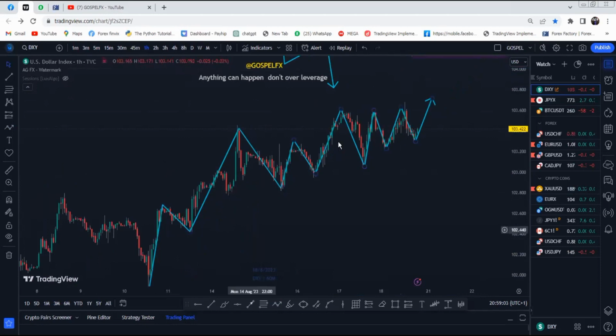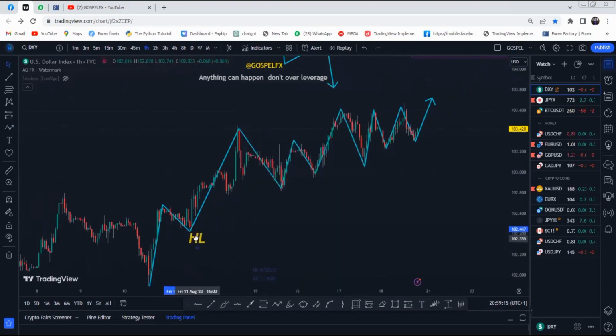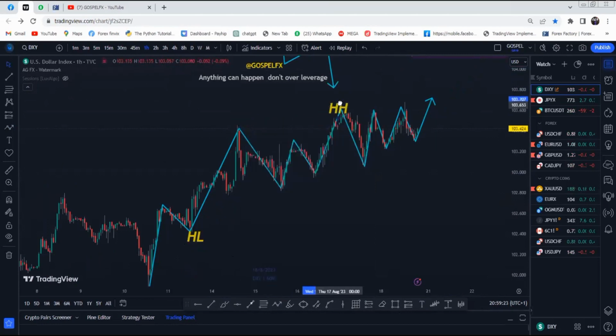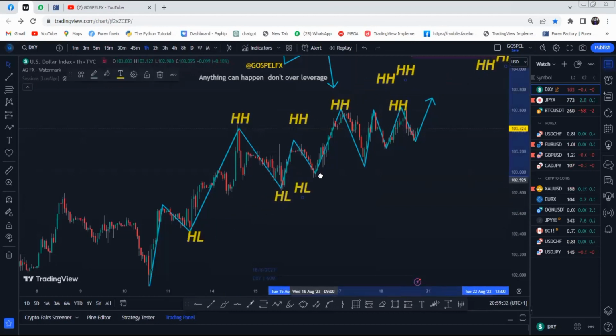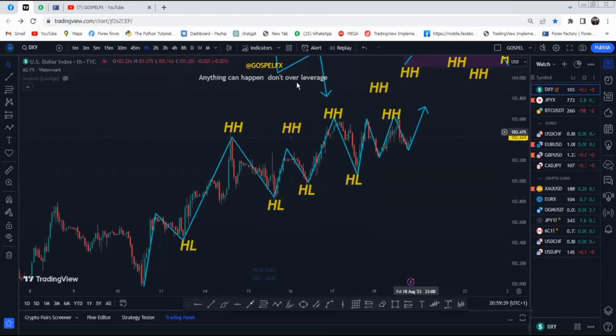Which means that at this time we are just supposed to be buying. So what do we have here? This is called a higher low. You can just abbreviate it. This is your higher low, and this is your higher high. Higher high, higher high, and then on the other side your lower low, lower low, lower low, and so on. So this is how an uptrend looks on the chart.